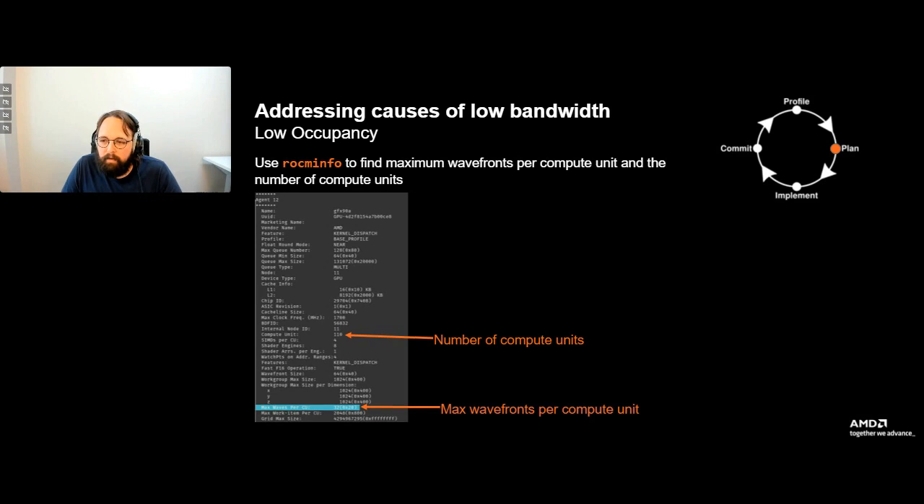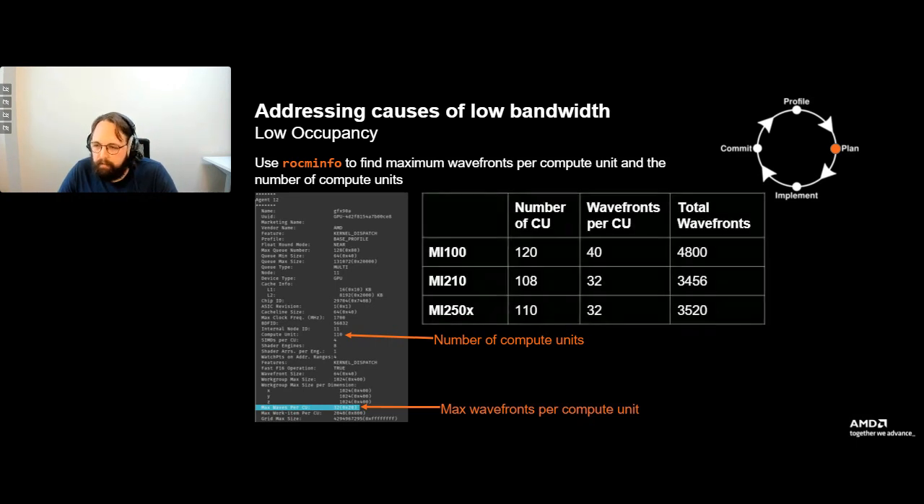Okay, so that bottom number you can easily calculate just by running rocminfo. If you're on an AMD GPU, the two lines you want to look for are compute units, which tells you how many compute units are available on your GPU, and then the maximum number of wavefronts per compute unit. Wavefronts are synonymous with warps in NVIDIA speak. If you multiply those two numbers together, that tells you the total number of wavefronts you can have in flight at any given time on that GPU.